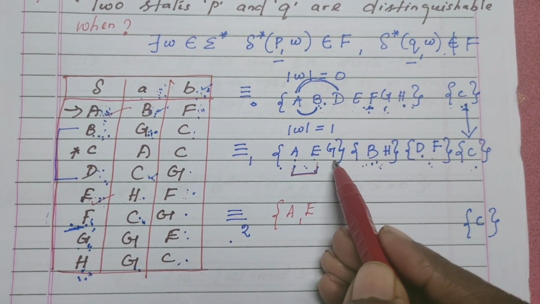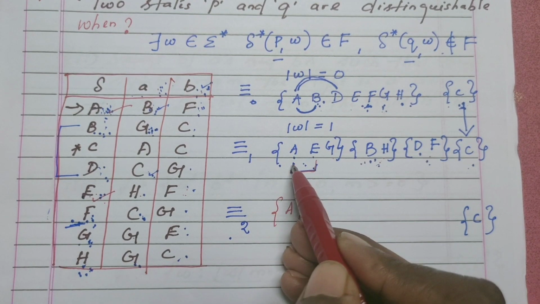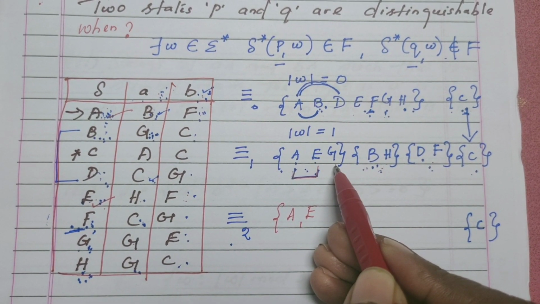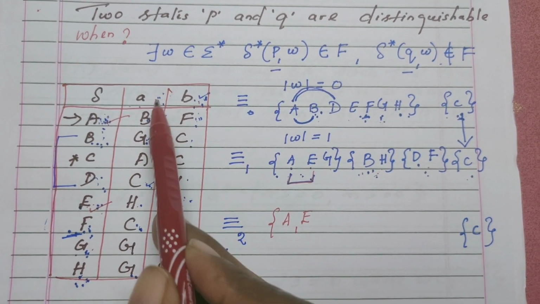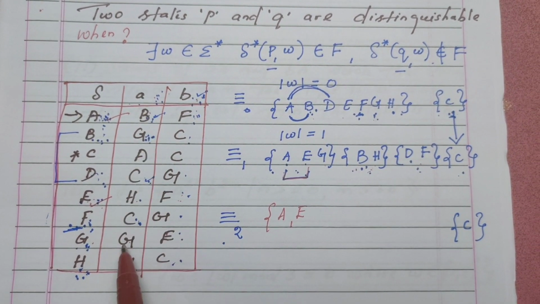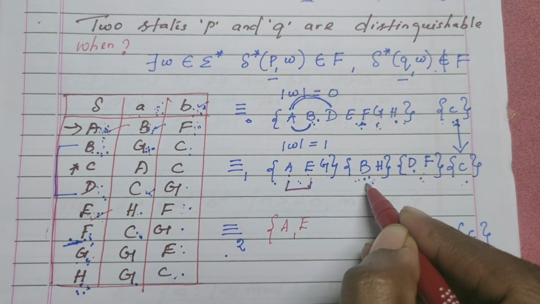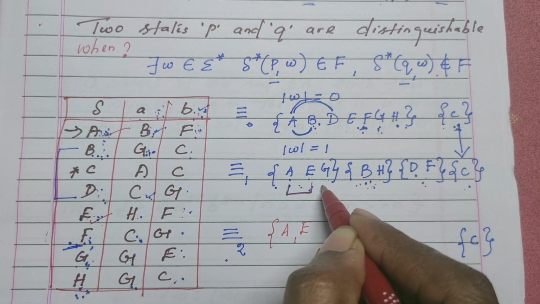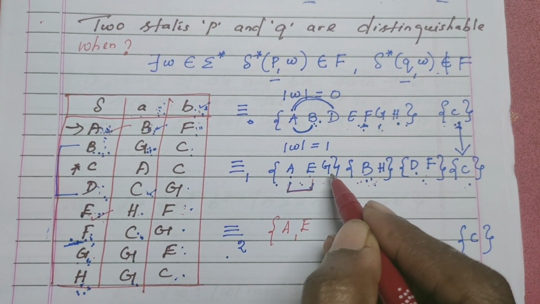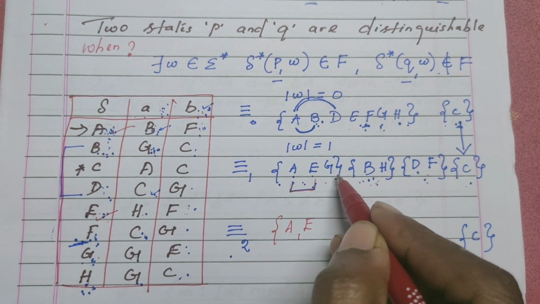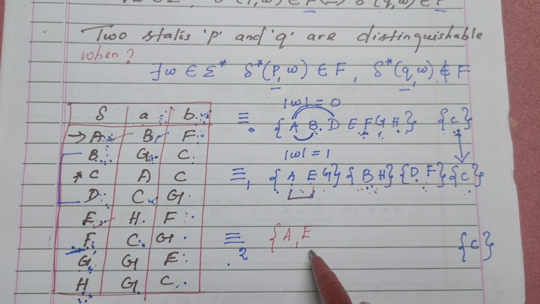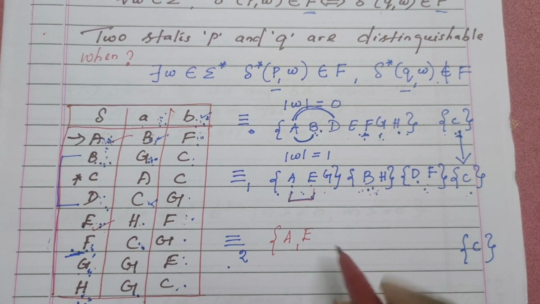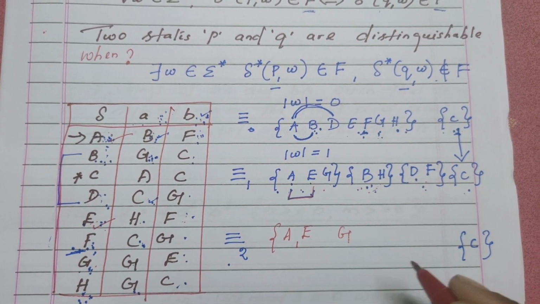Now go for G. Once again check whether A and G are indistinguishable here. Consider A and G. On reading A, it goes to B and G, where B is in this set and G is in this set. So now the thing is, you cannot write this G along with this set. So write this G separately.